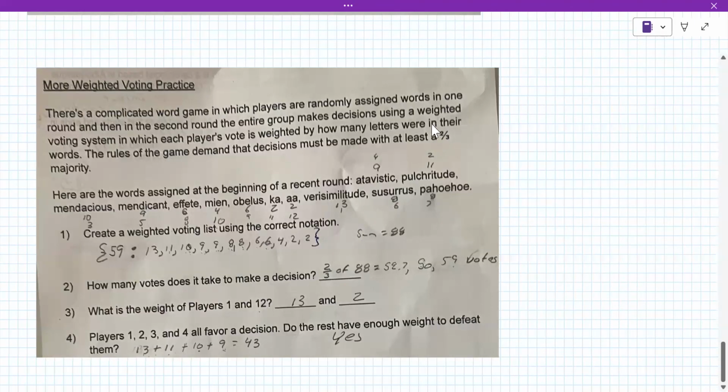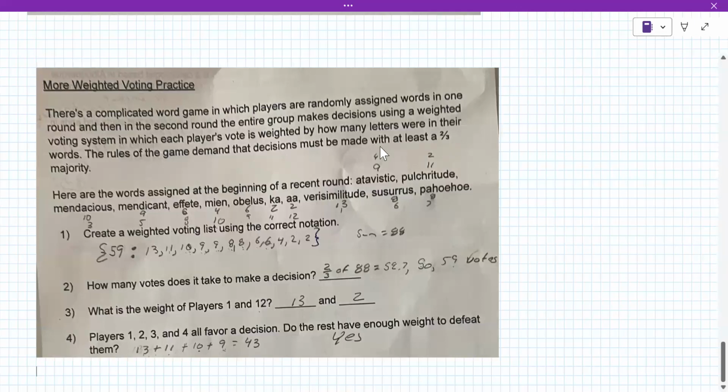So they tell you that it has to be a 2/3 majority, which is important. You do need to know that. You need to know the randomly assigned words in one round, and then in the second round, the entire group makes a decision using the weighted voting system. How many letters were in their word? That's really weird. So you're just counting the number of letters, and that provides the weight. And you make a weight based on the rule here, like whatever the majority is.